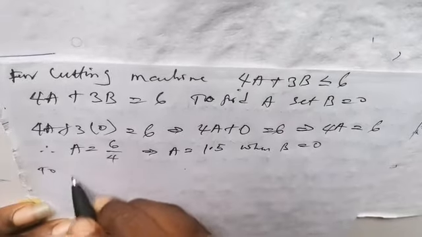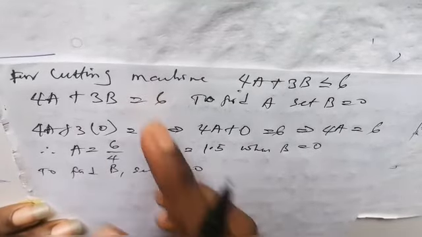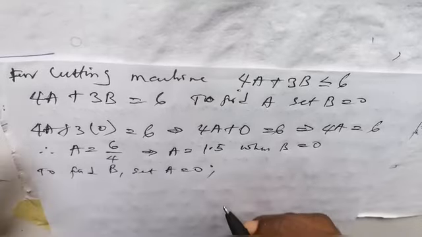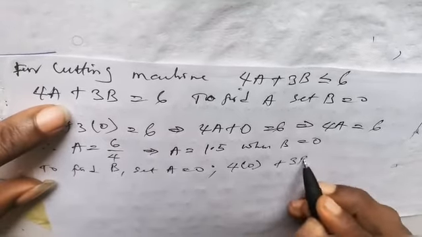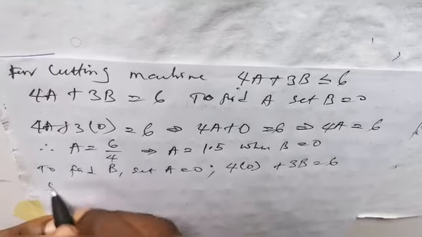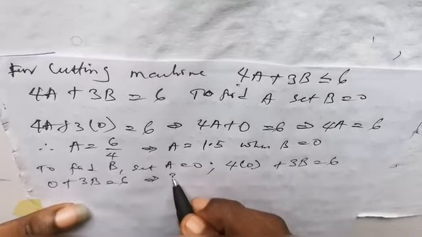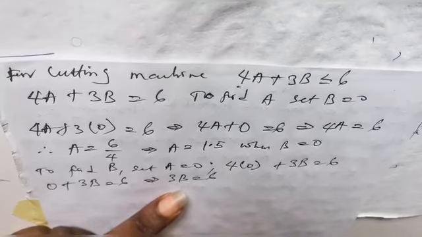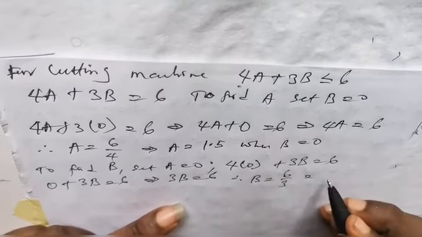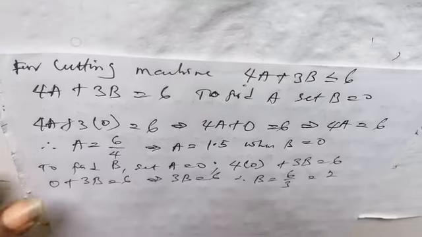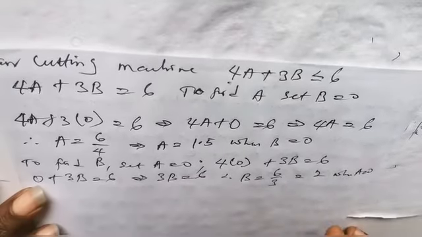Now to find b, you set a to be equal to 0 in that same original equation. If you do that, 4a becomes 4 times 0 plus 3b equals 6. 4 times 0 is 0, plus you put down your 3b, and that's equal to 6. 0 plus 3b remains 3b equals 6. Now, I need to find b. I have to divide both sides by 3. Therefore, b is equal to 6 over 3, which equals 2. So when a is 0, we obtain b to be equal to 2.